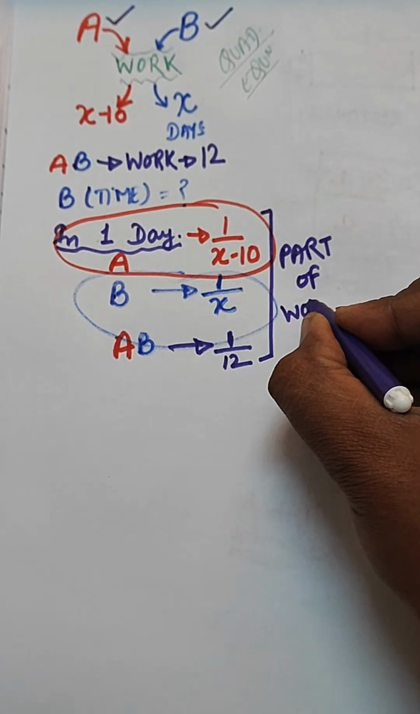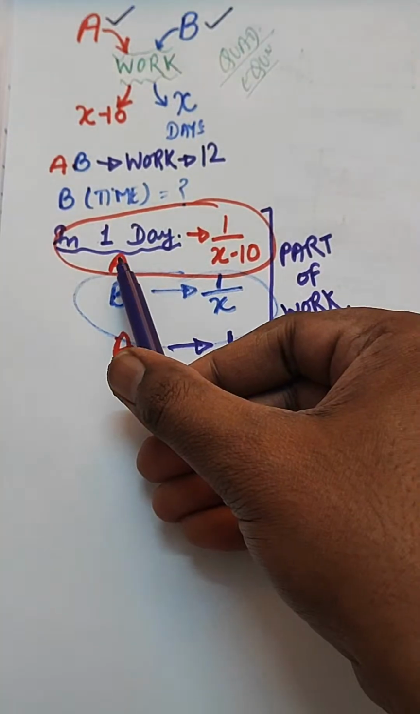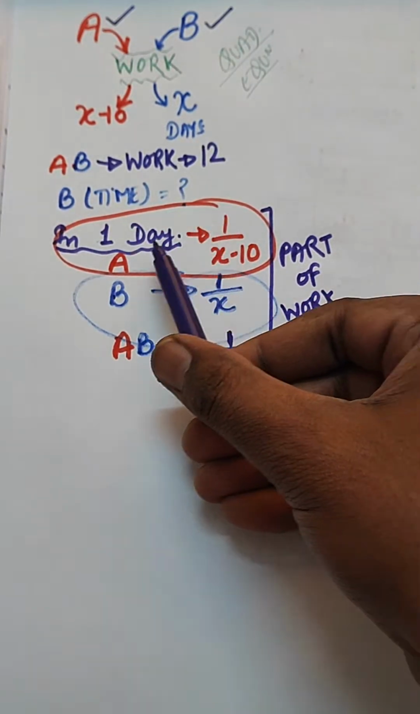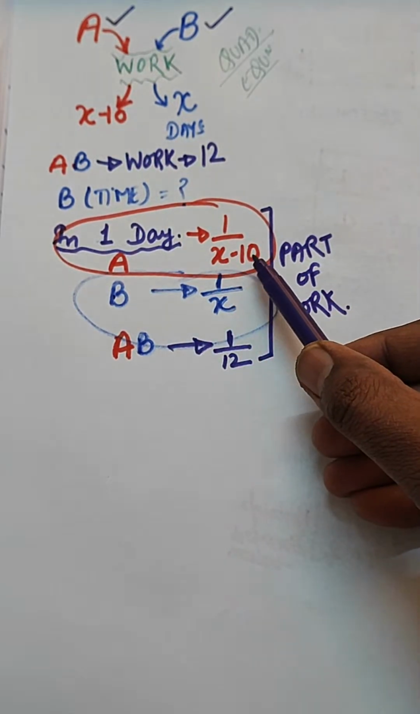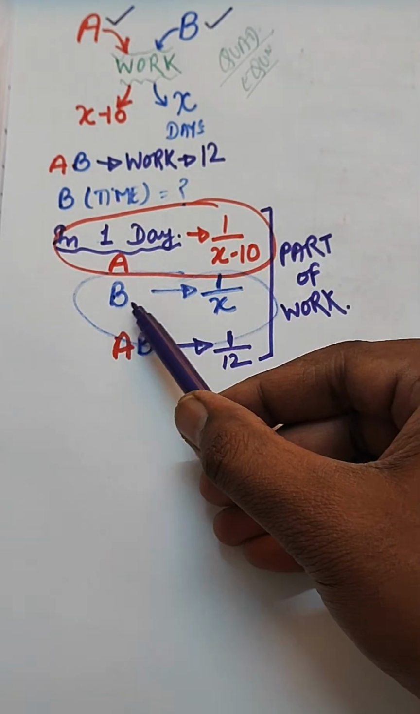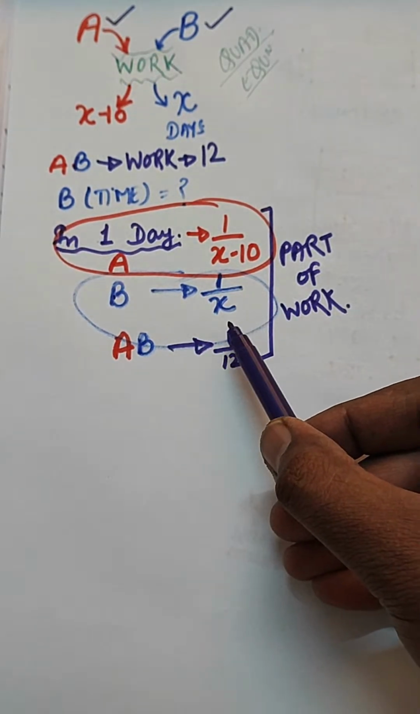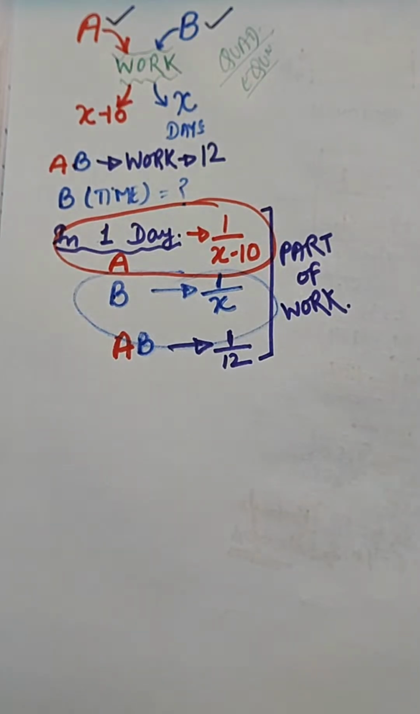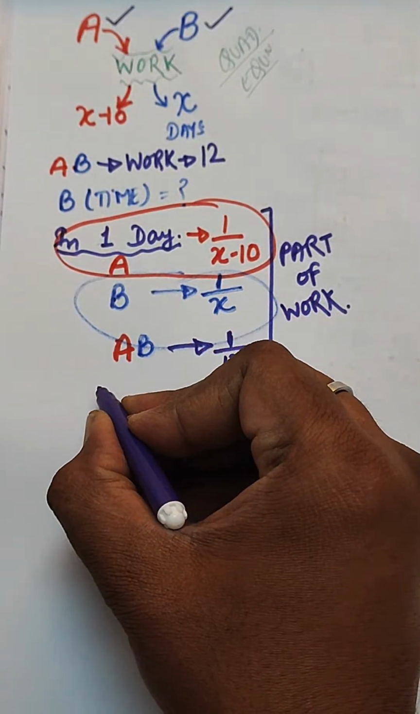work, right? I mean to say that if A completes the entire work in x minus 10 days, then in one day he completes 1 by x minus 10. Then B completes in one day 1 by x part of the work, and when AB work together they complete 1 by 12 part of the work, right? Now let us form the equation for one day.